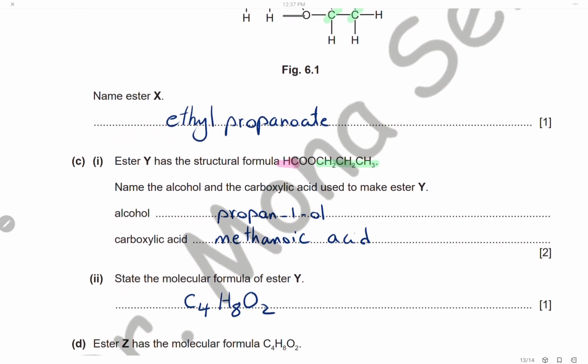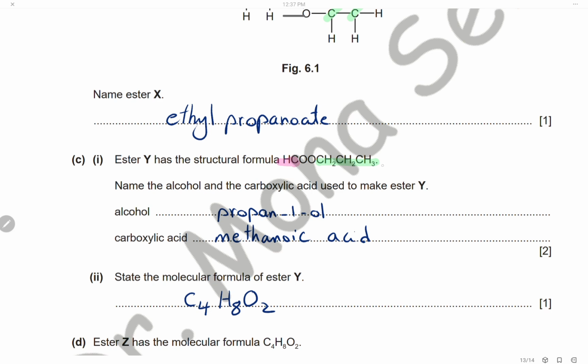Ester Y has a structural formula, as we can see. Name the alcohol and the carboxylic acid used to make ester Y. Again, we'll do the same. The acid part is the part that's connected to the C double bond O, so we have only 1 carbon, so the acid is methanoic acid. And the alcohol part is the part that's connected to this oxygen. We have 1, 2, 3 carbons, so the alcohol is propan-1-ol.